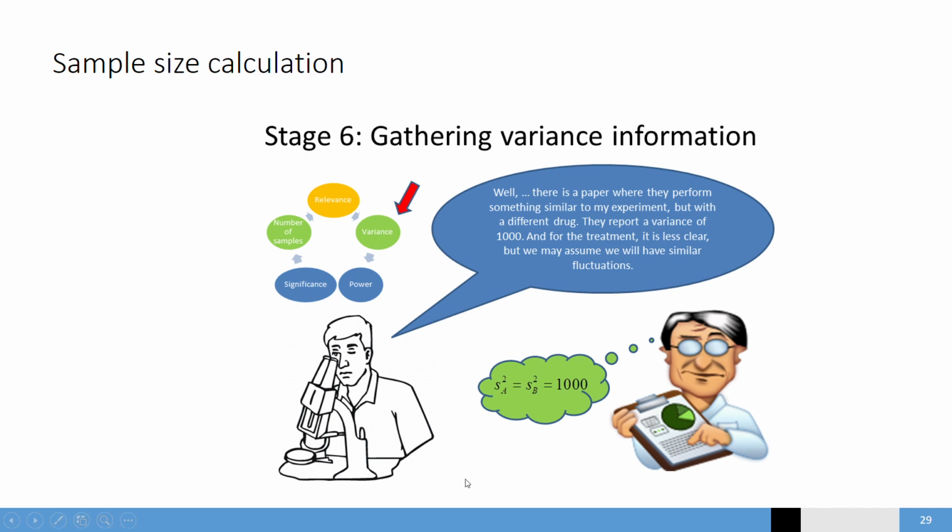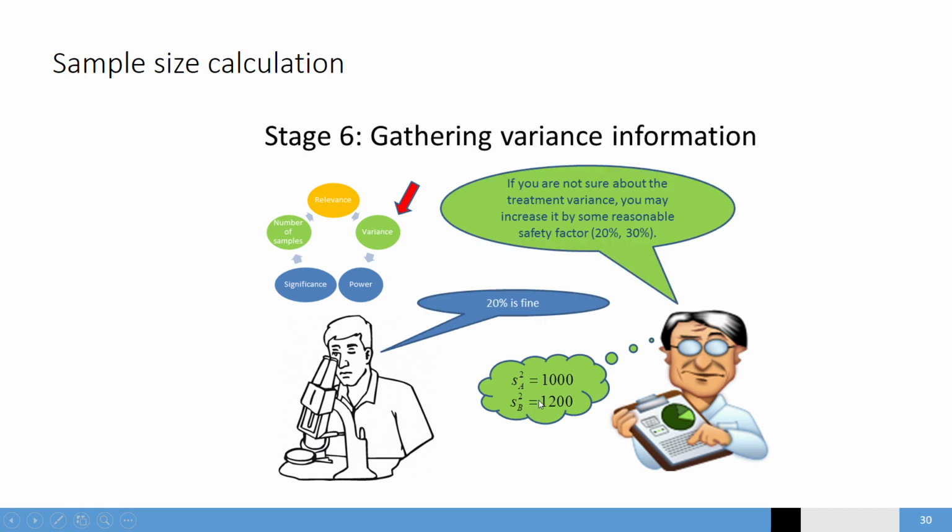So now you have the variance for both groups. And if you're not sure about the treatment variance, you may also apply some safety factor. It is like when you design elevators, you put some safety factor on the weight. So you say, okay, 20% or 30% more variance in one of the groups. Okay, so let's say 20% is fine. So now you have two groups with different variances.